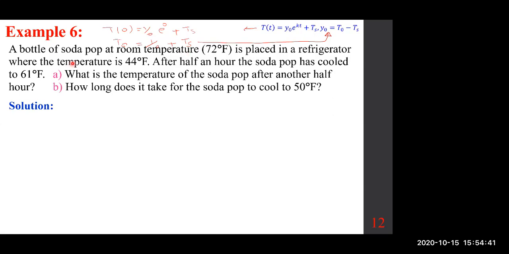a bottle of soda pop at room temperature is wherever you place it, that's your surrounding. It is placed in the fridge. So that's T sub s. This is the surrounding now, class. Okay. So what is 72 degrees? This is T of 0 or T sub 0. Initially, it's at 72 degrees.